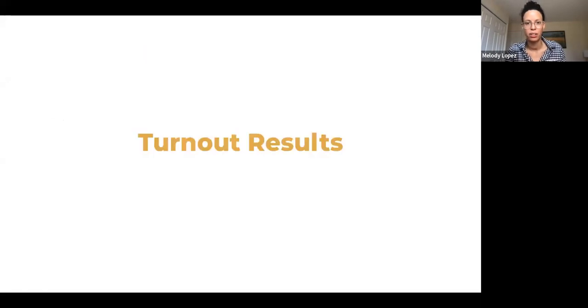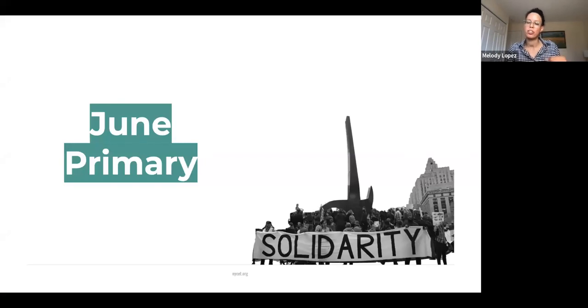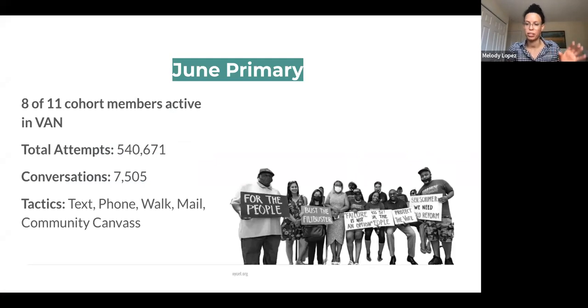Okay, cool. So on to turnout results. I'm just going to go by each primary, each election, and then we can do a couple of highlights at the end. For June, just a note on the work, because I showed the aggregate, but this is a sense of what the work looked like for each election. 8 of the 11 cohort members were active, and that's a reflection of some of those newer groups who had never done civic engagement work before. It took them a little more time to ramp up to be operational. I just wanted to acknowledge that.